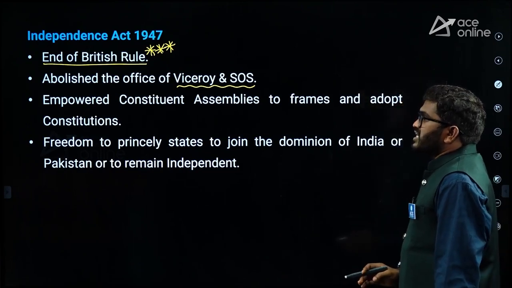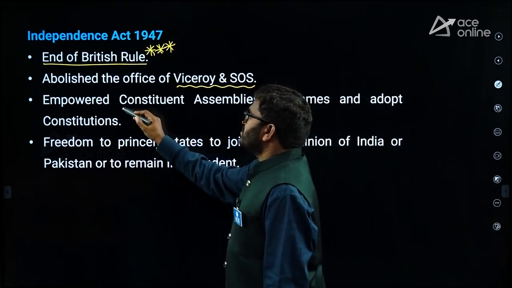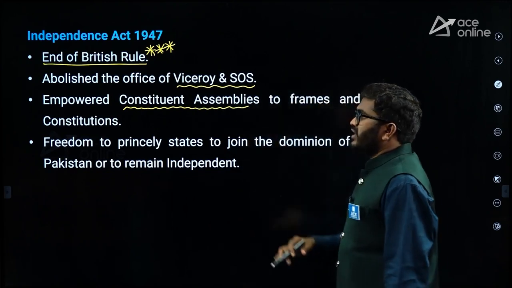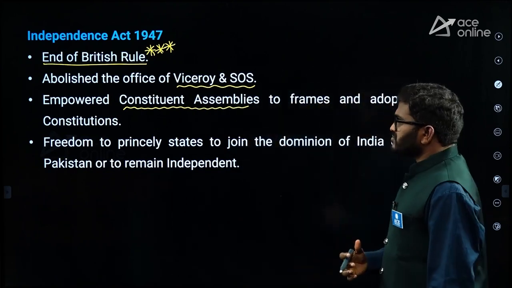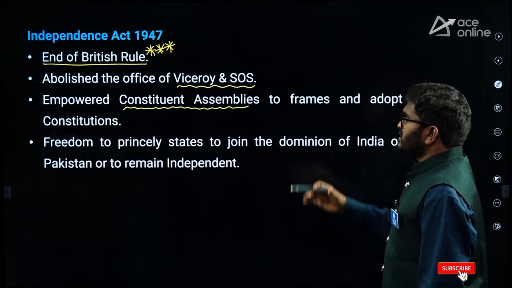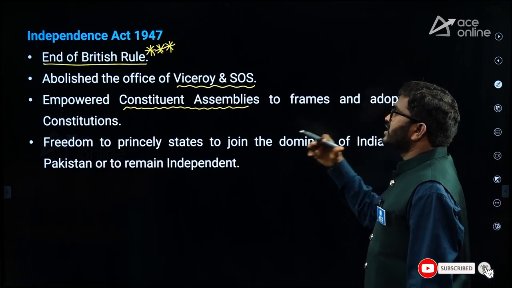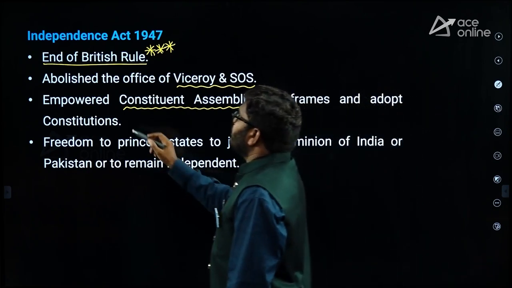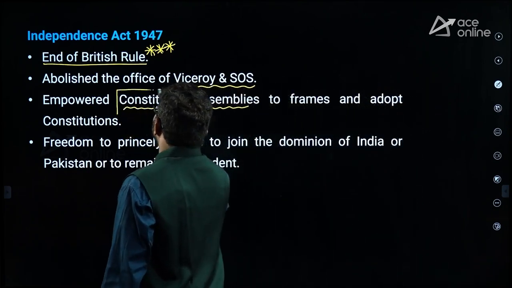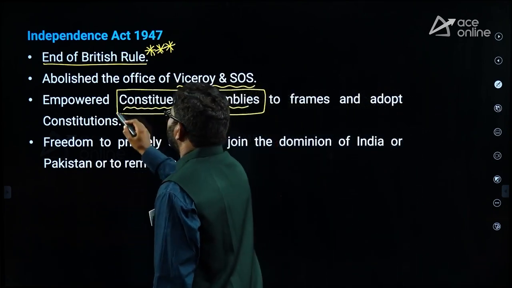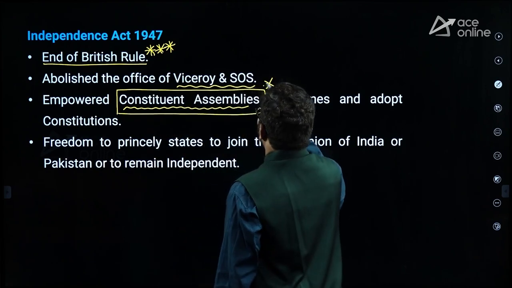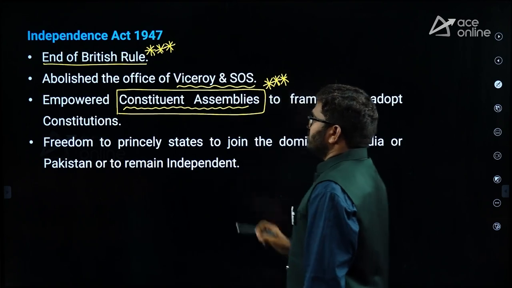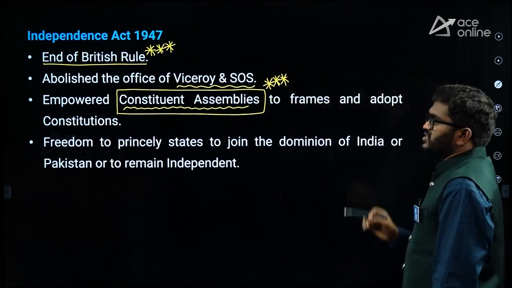It empowered the Constituent Assembly. This Constituent Assembly is an assembly consisting of Indian members, Indian representatives. They drafted the Constitution of India. The British government gave power to this Constituent Assembly to form their own rules, like to frame and adopt the Constitution of India, to conduct elections, all these things.